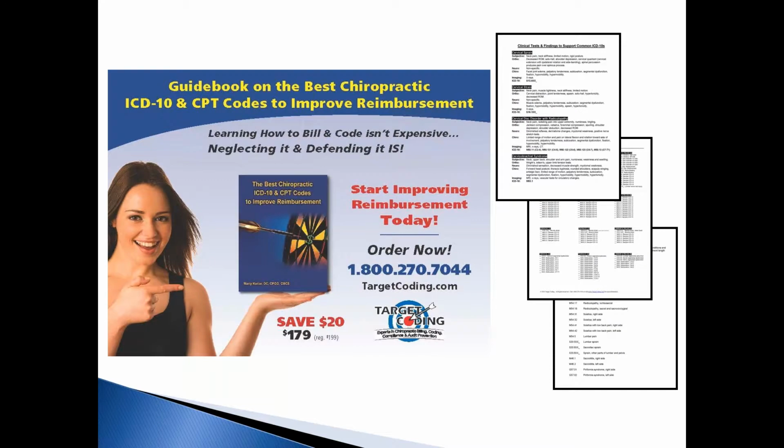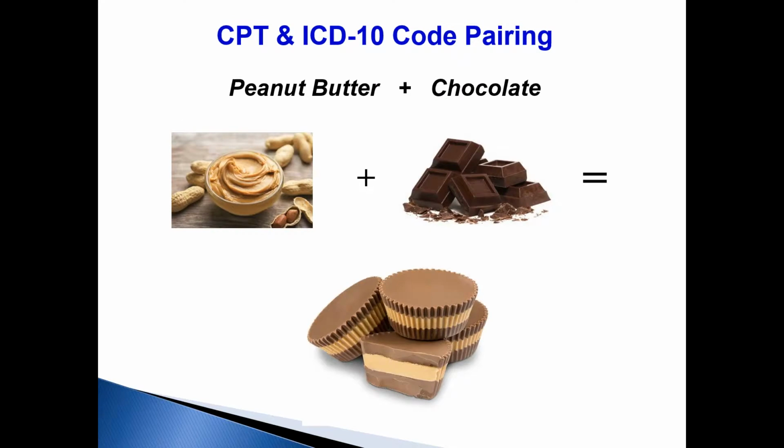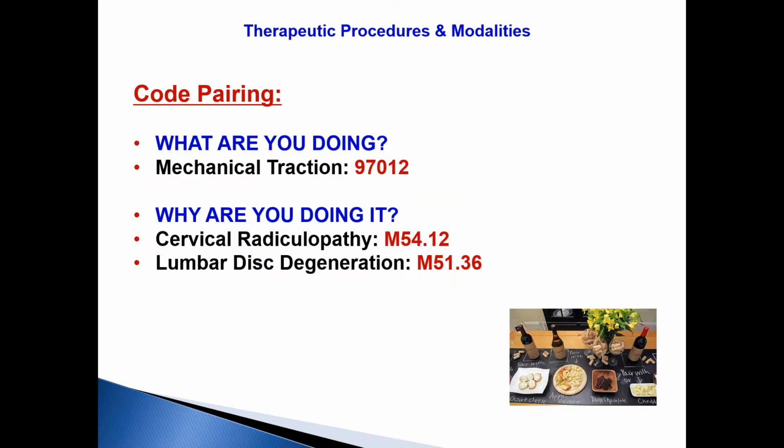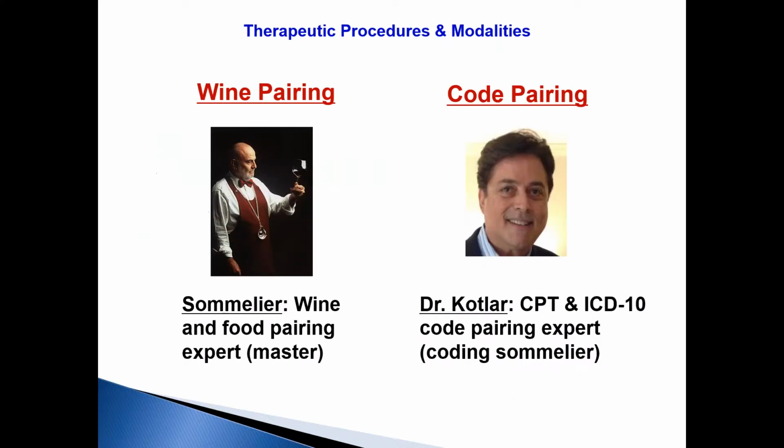This is our book on the best chiropractic ICD-10 and CPT codes to improve reimbursement. One of the major sections of the book is showing you how to pair your codes, CPT and ICD-10 code pairing, just like food and wine, just like peanut butter and chocolate. So for example, you do traction, that pairs beautifully with cervical radiculopathy and lumbar disc degeneration. Do you perform myofascial release 97140? Pairs amazingly well with M79.12, which is myofascial pain in the neck region.